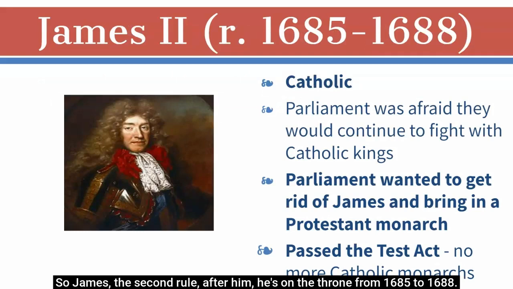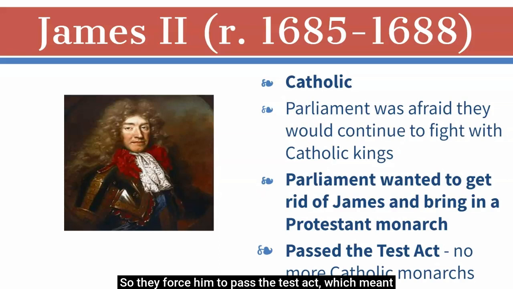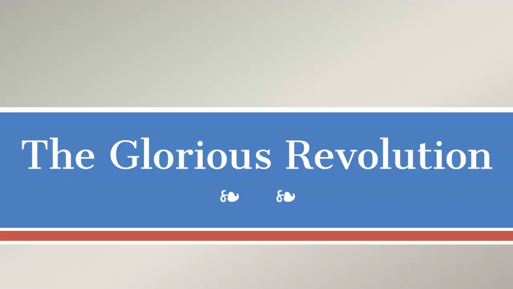So James II rules after him. He's on the throne from 1685 to 1688. He is Catholic. Parliament was afraid that they would continue to fight with Catholic kings, so they want to get rid of him, and they want to bring in a Protestant monarch. So they forced him to pass the Test Act, which meant that no more Catholic monarchs could rule in England. So this leads to the Glorious Revolution.